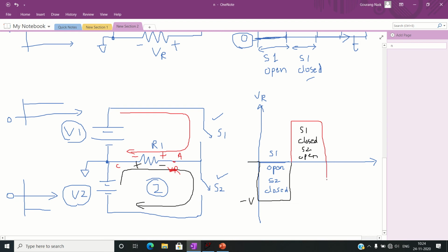Again it will repeat, and you will get a signal like this, where my S1 is open and S2 is closed. Again it will repeat, positive side: S1 becomes closed and S2 becomes open. So this is how we can understand this.